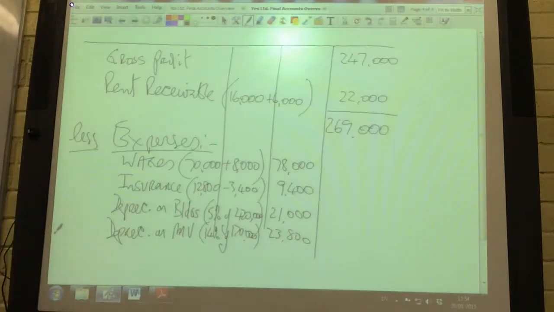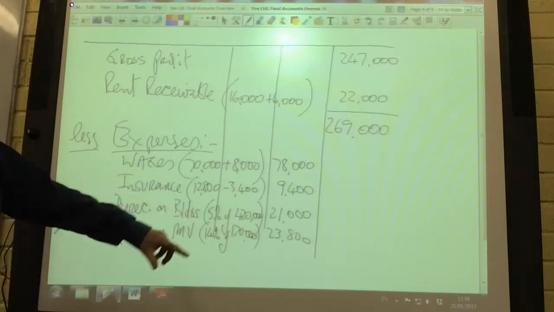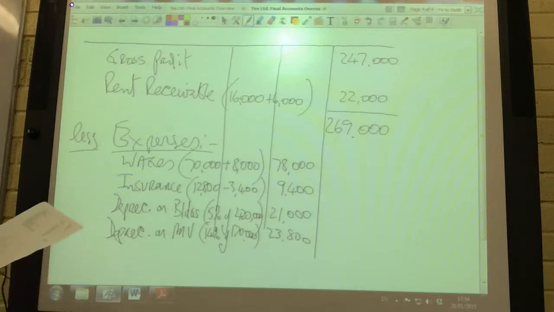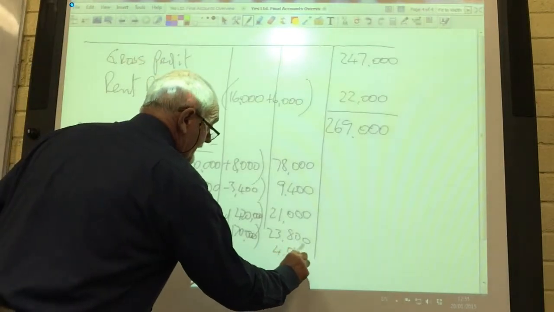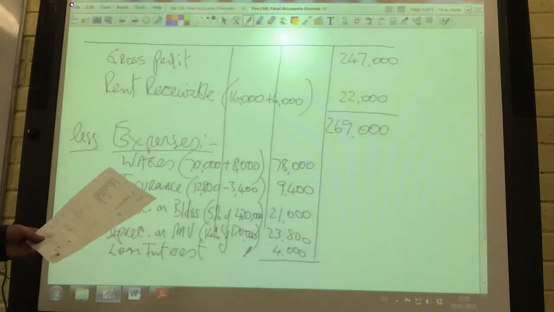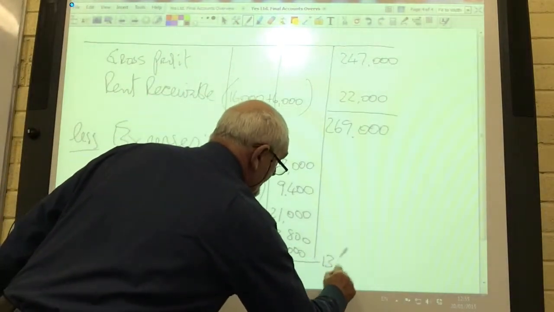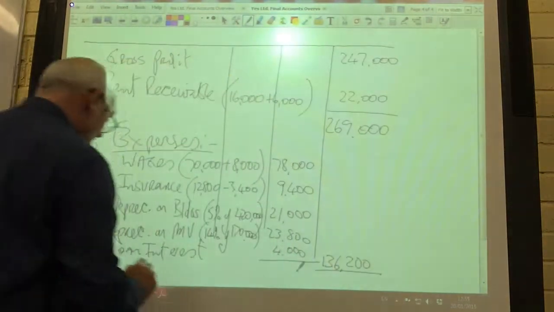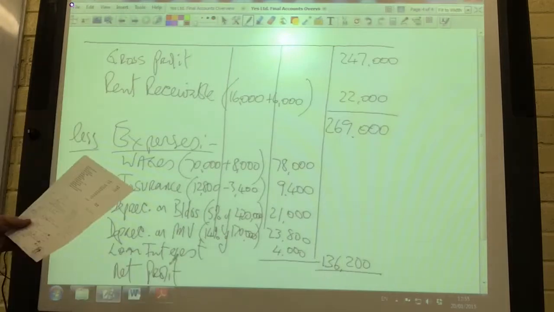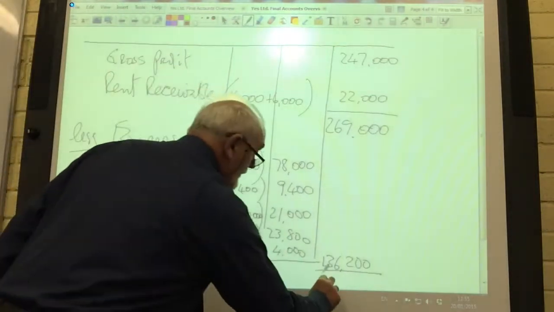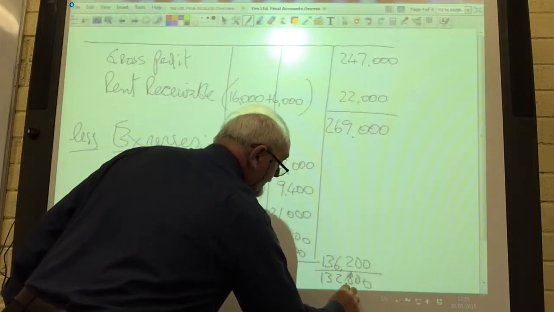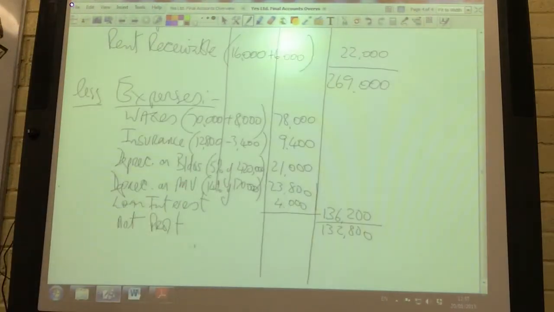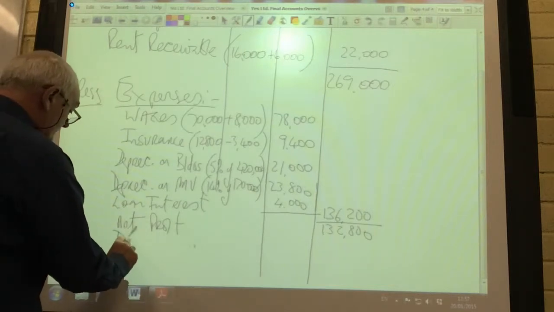With depreciation, you're trying to spread out the cost of the asset over its expected life. So we're putting 5% in for buildings and 14% of the cost of the motor vehicles. And then our last expense is loan interest, €4,000, and that's our fifth and final expense. And that gives us a total of expenses of 136,200, giving us a net profit of 132,800.